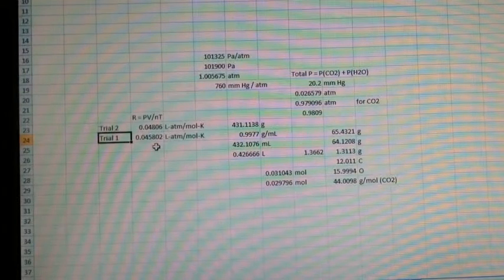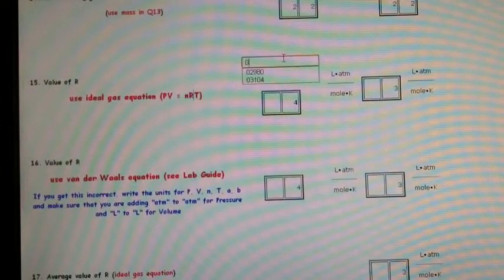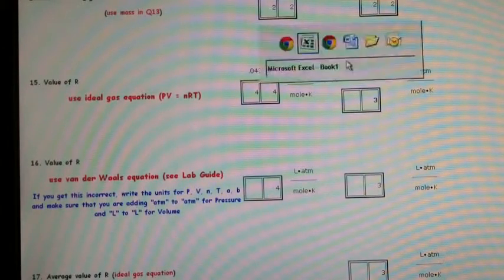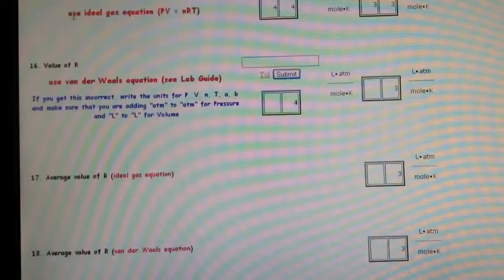So 0.04580, and for the second trial, 0.04806. Alright, so that's calculating R.